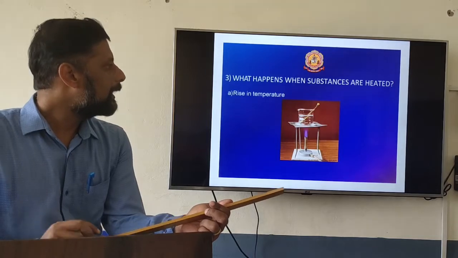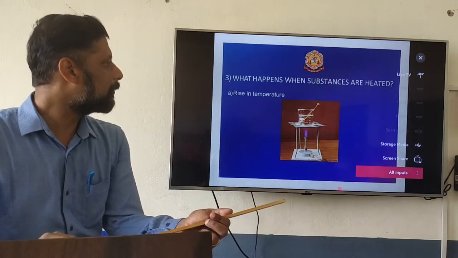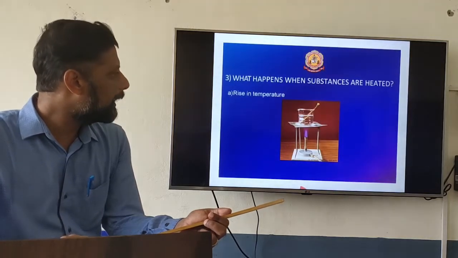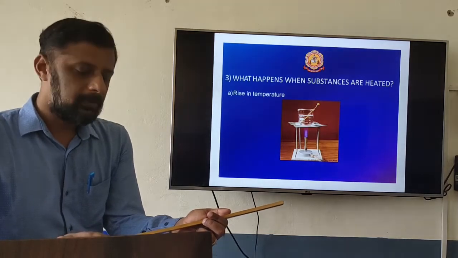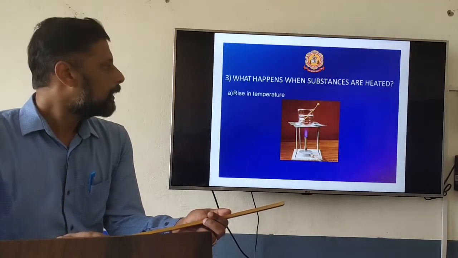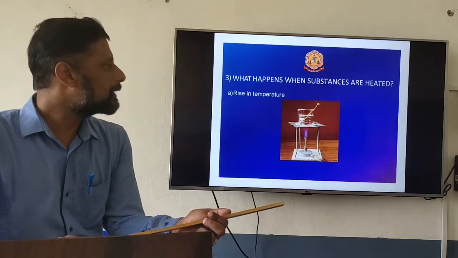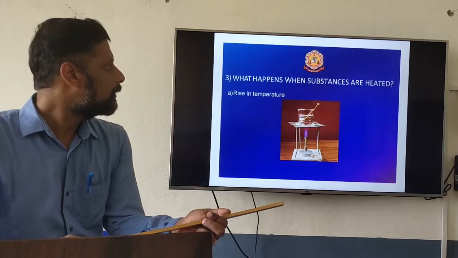Next, here is a glass containing some water placed on a gas burner, and a thermometer is also placed inside the glass beaker. As the liquid gets heated, what will happen? The temperature increases. That can be recorded by using a thermometer.